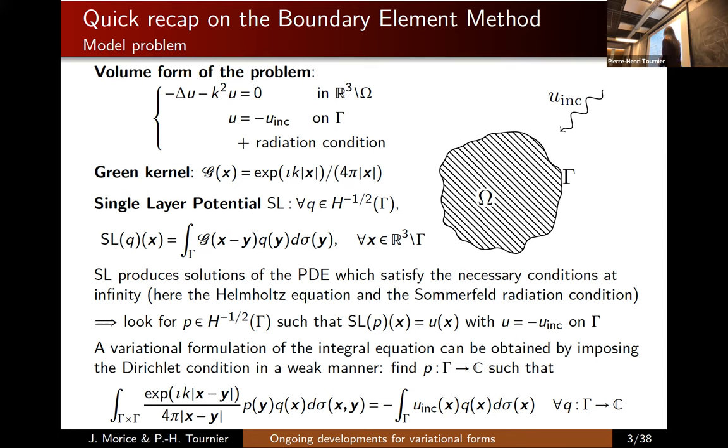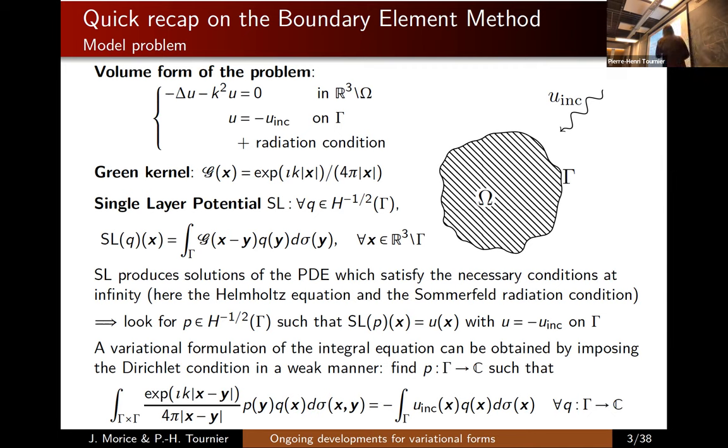we have only outgoing waves and no incoming wave. The idea of the boundary element method is, if I have a constant coefficient equation here, instead of trying to solve a problem on an infinite domain, which as you may know is pretty difficult, I will try to reformulate the problem and seek an unknown only on the boundary of my obstacle, gamma.